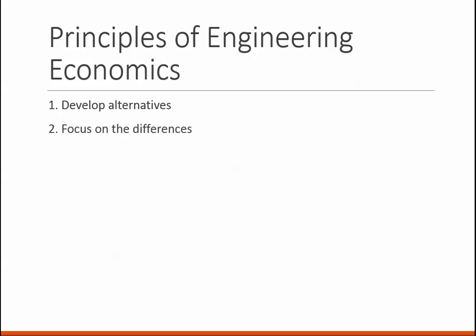Next, we're going to focus on the differences. So only the differences in expected future outcomes among the alternatives are relevant, and those are the ones that are going to be considered in the decision. So in other words, all things being equal, if everything else is equal, then you must find those differences, and those are the ones that are going to help you make your decision.